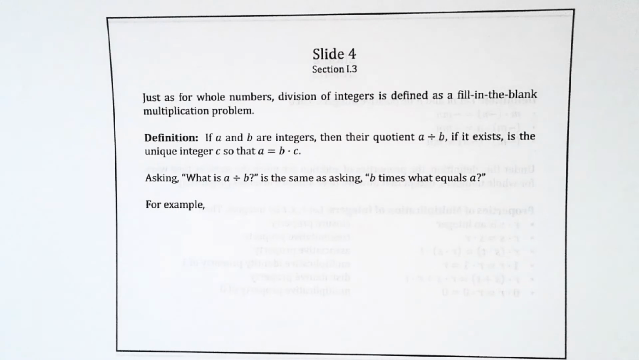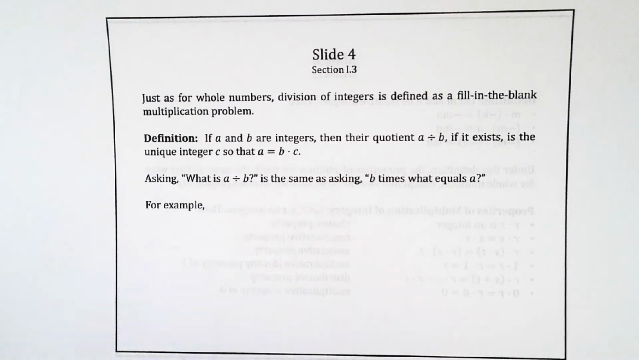Now, just as for whole numbers, division of integers is defined as a fill-in-the-blank multiplication problem. If a and b are integers, then their quotient, a divided by b, if it exists, is the unique integer c, so that a is equal to b times c. So asking what is a divided by b is the same as asking b times what is equal to a.